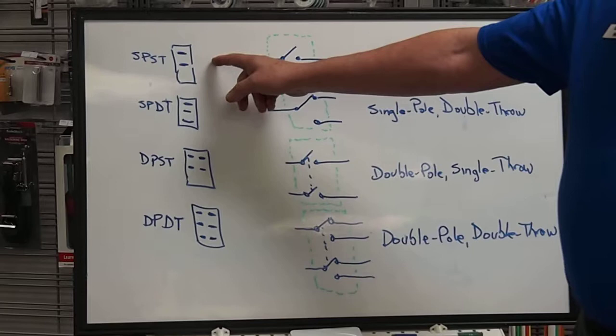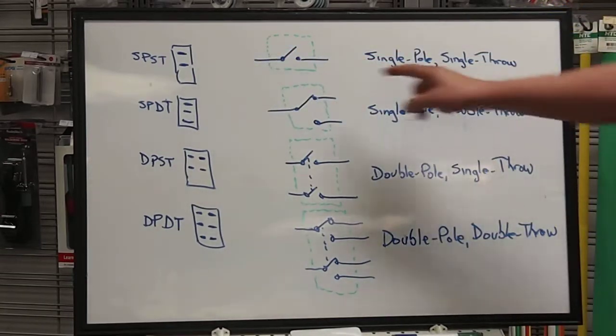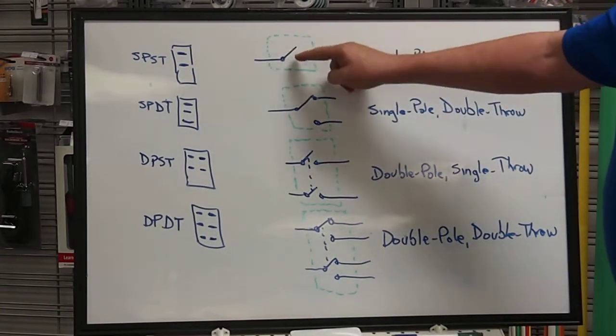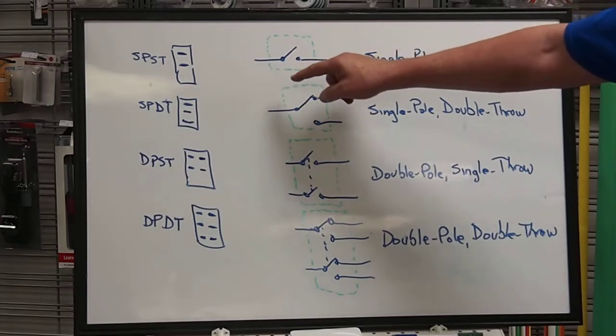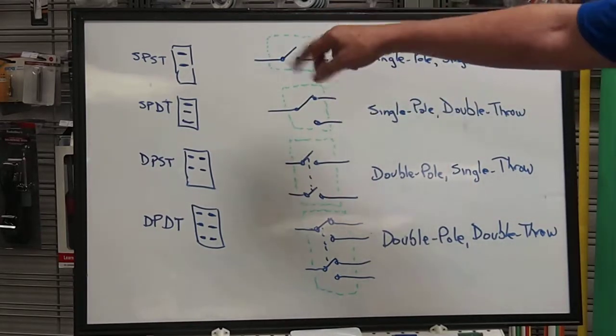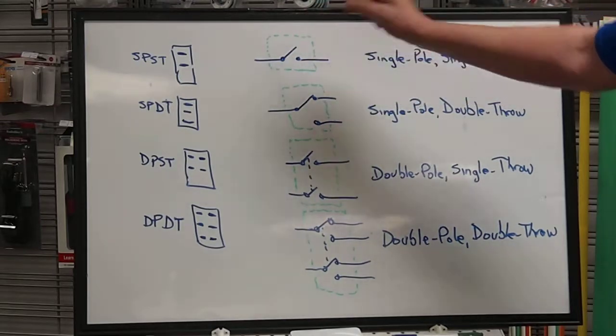So a single pole, single throw switch has one pole. This is what makes the contact, and it's either on or off. Therefore, it has one throw. You throw it on, you throw it off, that's it.